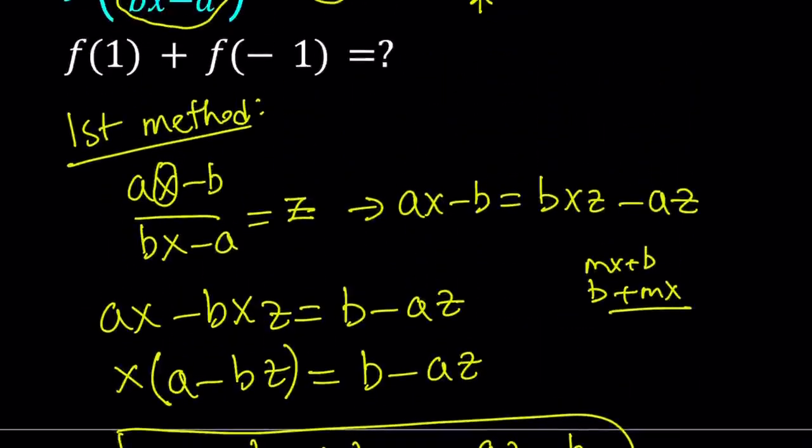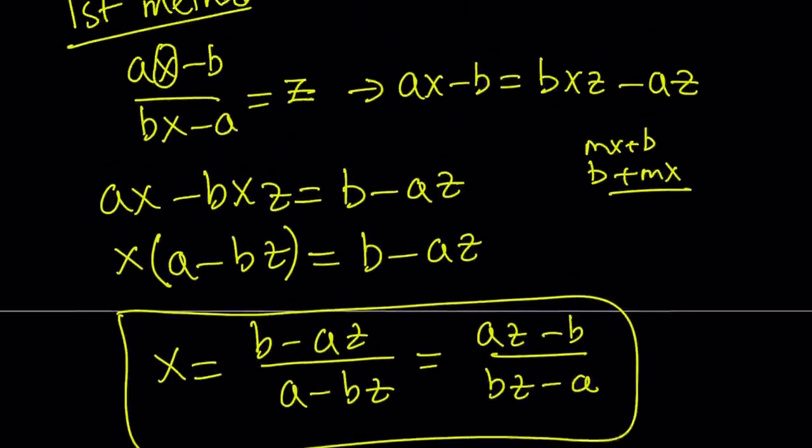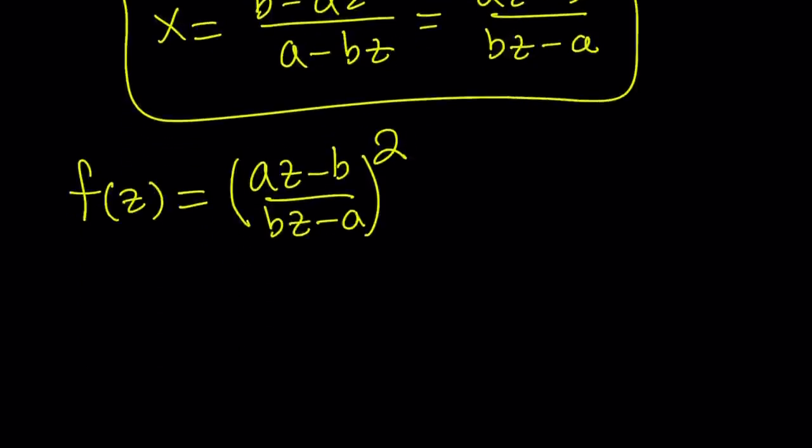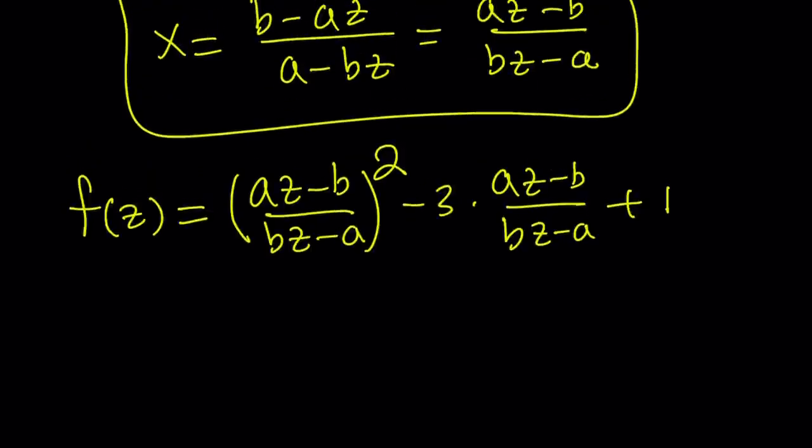So now x is replaced with (az − b)/(bz − a). Of course, we have x squared, so we have to square that. And then what else do we have? Minus 3x plus 1. Minus 3 times x, which is this, plus 1. Awesome. So that gives us f of z. You can simplify this, square it, make a common denominator, and so on, but that's kind of unnecessary. Let's find f(1) and f(−1) from here, because we have an expression for f of z.